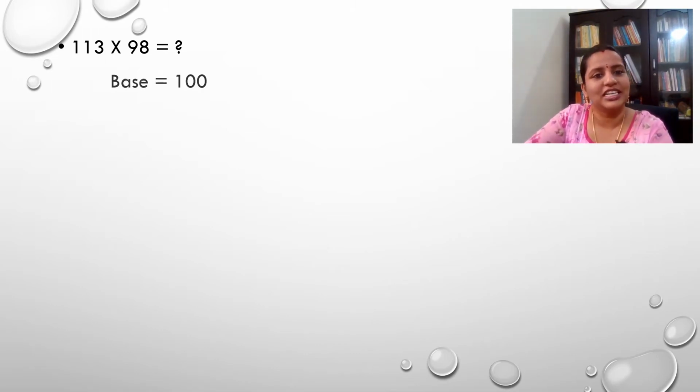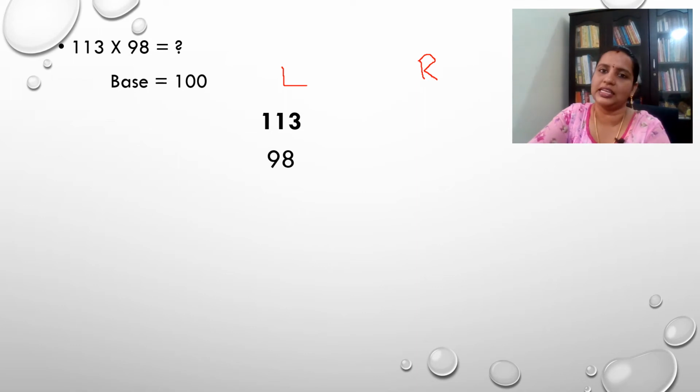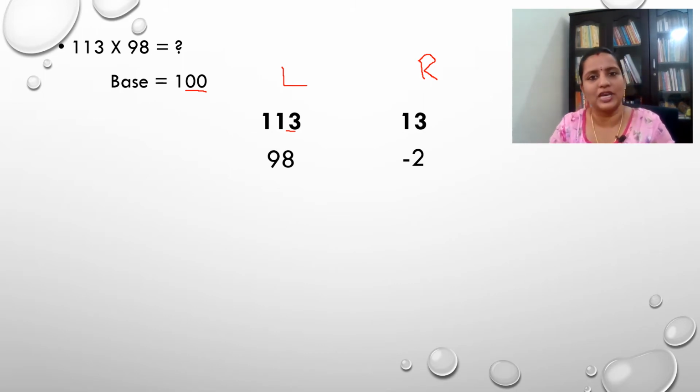Next problem is 113 into 98, somewhat bigger number, isn't it? Yes, for that the base is 100. 113 is above the base and 98 is below the base. Now I'm going to split my answer into two parts, the LHS and my RHS. For my left hand part, I have to take the numbers directly, which is 113 and 98. And for my RHS, I have to subtract the numbers from the base. So 113 minus 100 gives me 13, and 98 minus 100 gives me minus 2.